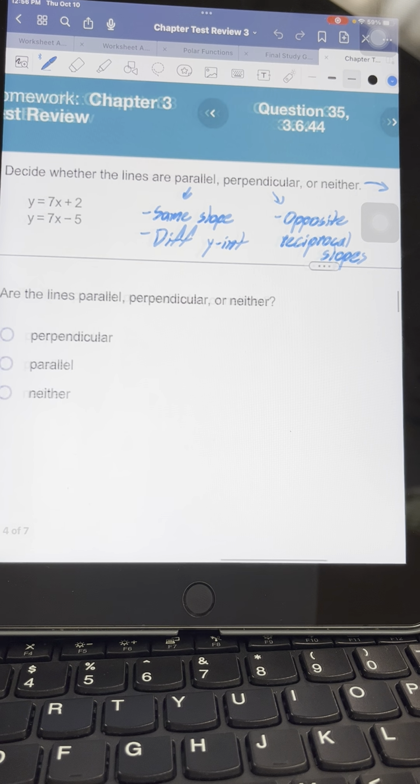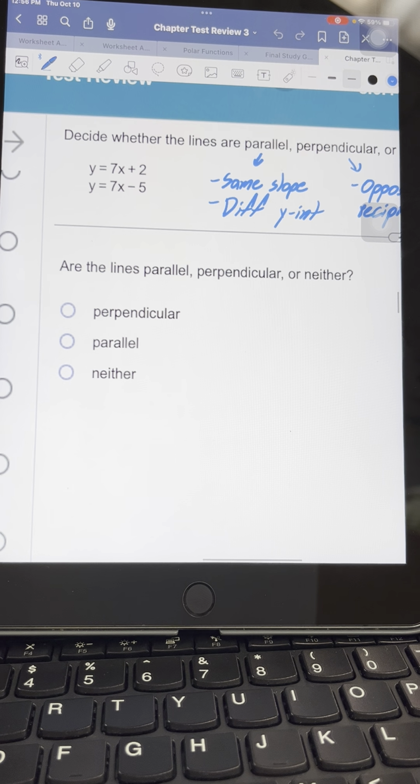Okay. Now, are these lines parallel, perpendicular, or neither? Well, look. They have the same slope. Whoa, that was way too thick. They have the same slope, right? But now we need to double check and see if they have the same or different y-intercepts. This is +2. This is +2. This is -5. So therefore, since they are different y-intercepts, we know that these lines are actually parallel. If they would have had the same y-intercepts and the same slope, we know it would have been neither.